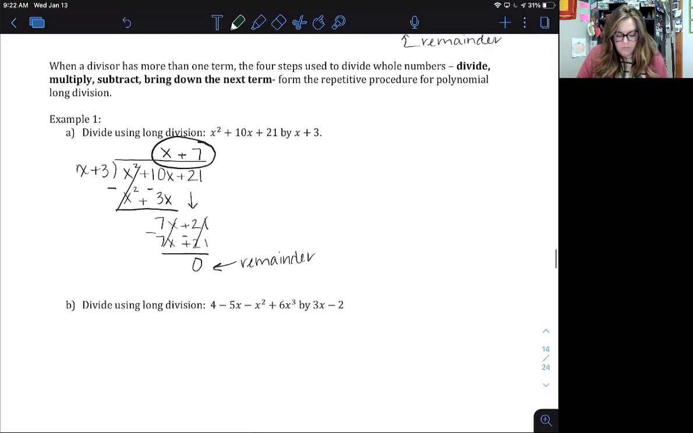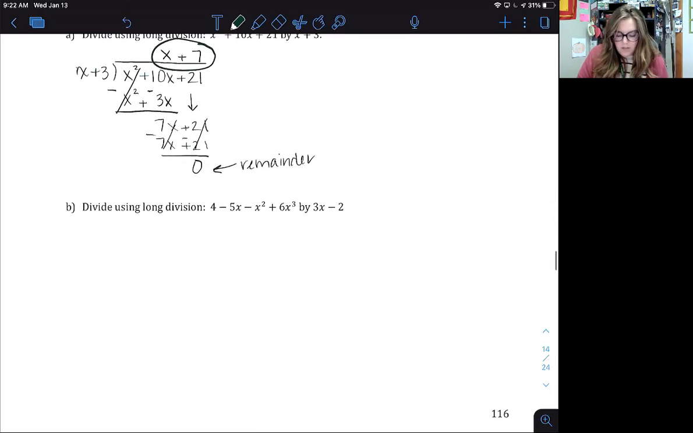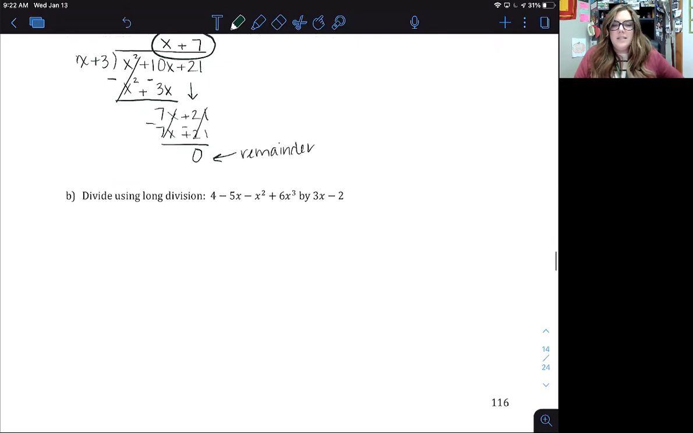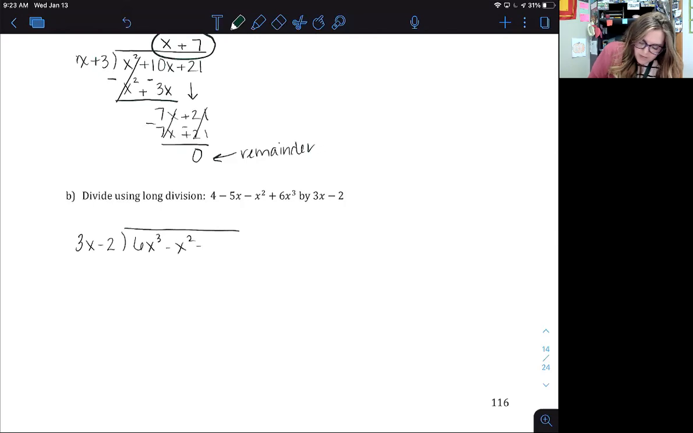All right, let's look at part B. Divide using long division again. Notice this one's not in standard form. So 4 minus 5x minus x squared plus 6x cubed. That's one thing you always want to be careful about. We always want to be in standard form when we rewrite it. So we have 3x minus 2 on the outside. And then we're going to rewrite this as 6x cubed minus x squared minus 5x plus 4.